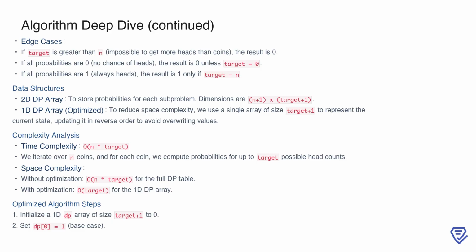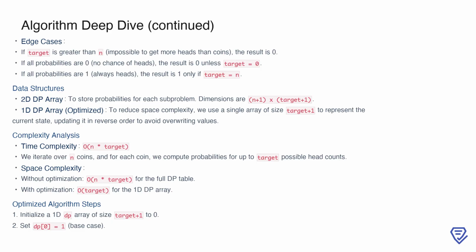Regarding data structures, we use a 2D DP array to store probabilities for each subproblem, with dimensions n+1 by target+1. To optimize space, we can use a 1D DP array of size target+1, updating it in reverse order to avoid overwriting values. In terms of complexity, the time complexity is O(n times target), because we iterate through all coins and potential head counts.